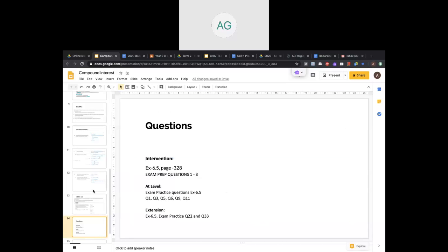So for today, I want you to do just up till that part. We are not doing all of the exercise 6.5 today because it's a bit long. So you can do just the prep questions 1, 2, 3 for today. And once you're done, you can move on to doing the exam practice questions, these ones. And after that, if you're done, you can do the extension questions for today. We are not doing the effective rate of interest today.